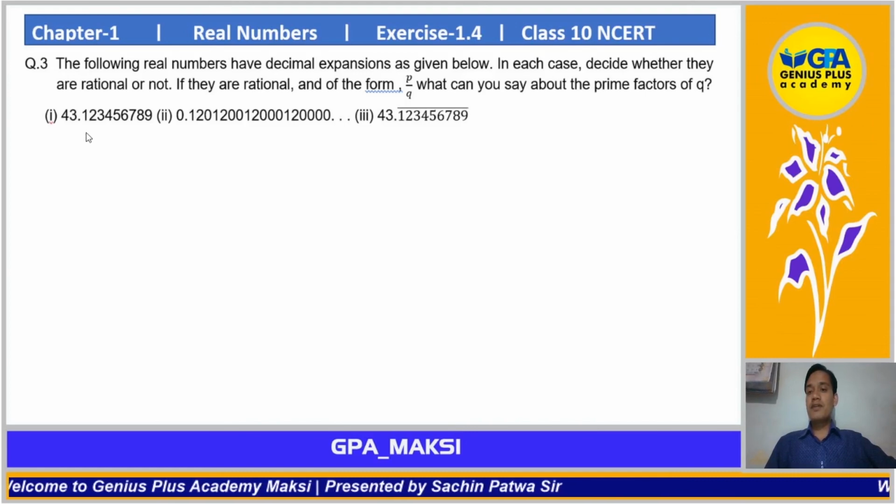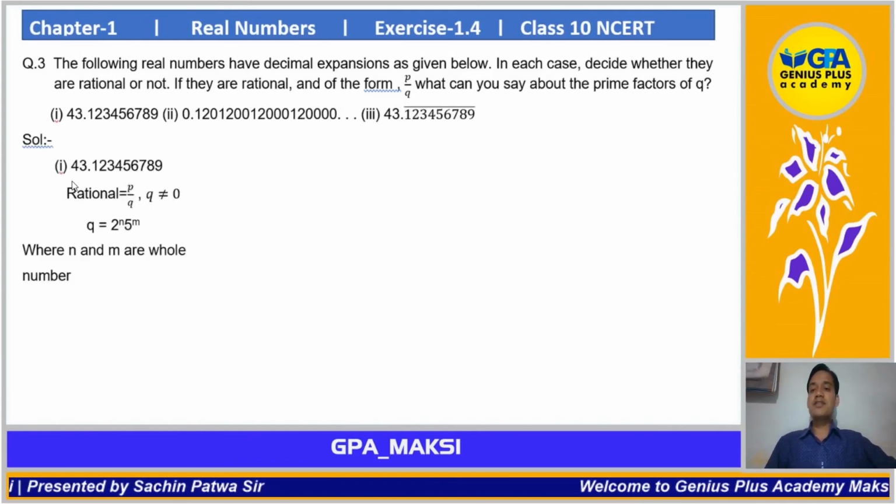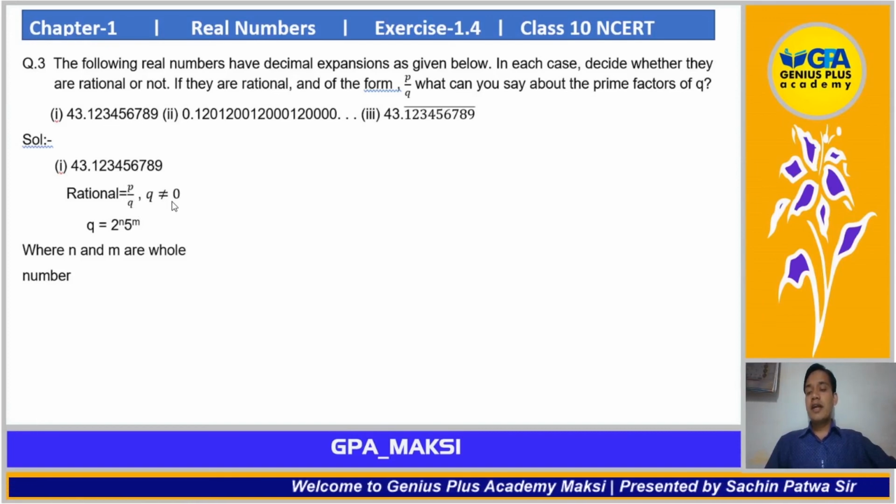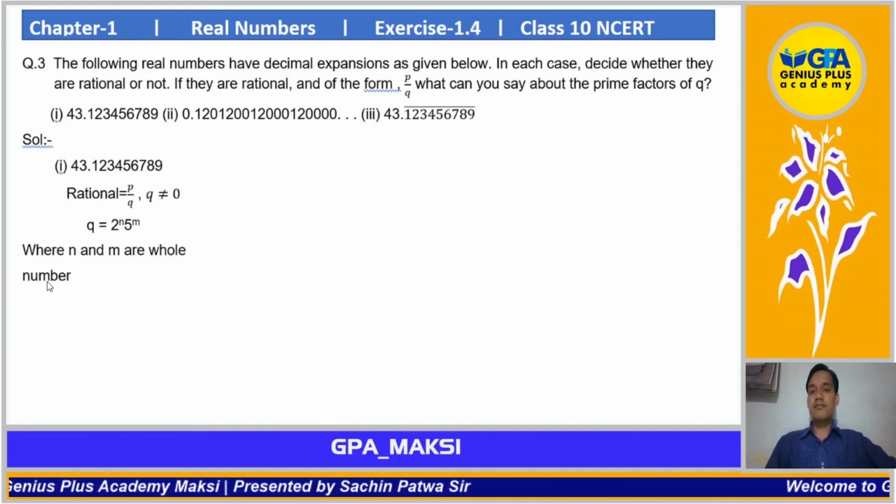सो आवर फर्स्ट क्वेश्चन इज 43.12345678 सो आप देख सकते हैं ये एक टर्मिनेटिंग डेसिमल एक्सपेंशन है. सो आइए चलते हैं हम इसके सॉल्यूशन की ओर. सो आवर क्वेश्चन नंबर 1 इज a rational number and in the form p by q where q is not equal to 0 and their denominator we can write in the form 2 raised to n 5 raised to m where n and m are whole numbers.